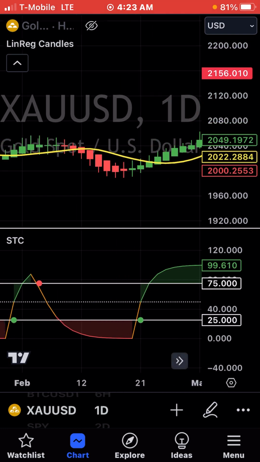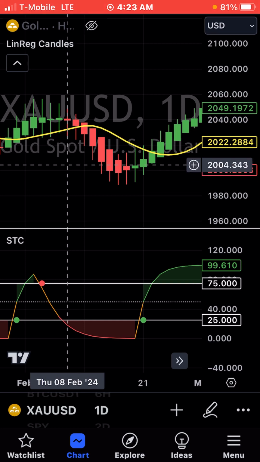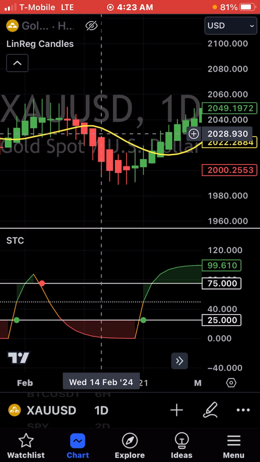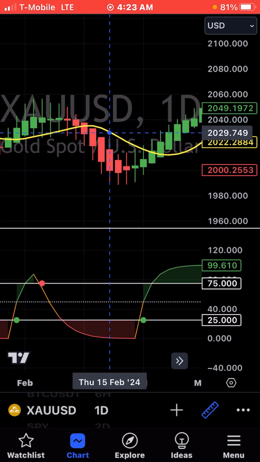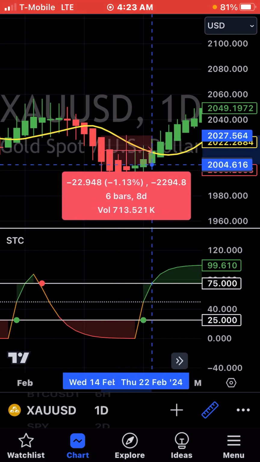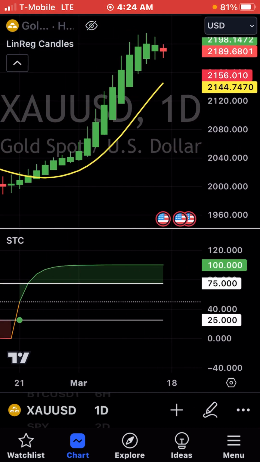Let's look a couple more times here on the day. It's crossing down on the STC right about here, but it's not crossed on the linear line. I'd wait till probably right about here, and I would ride this one out till it touches the linear line. This is a 22,000 pip move. If this was a dollar lot size, this would have been $22,948. Now, you can see that using this strategy, you could potentially make a lot by trading gold.